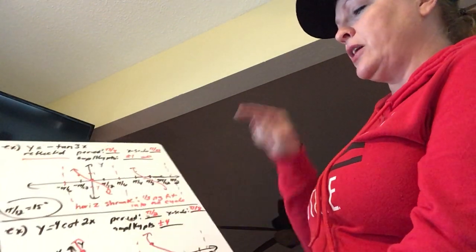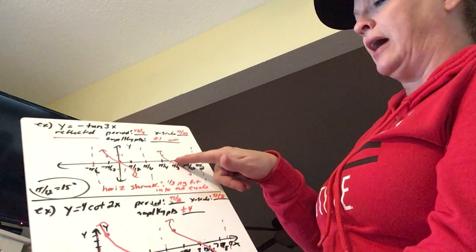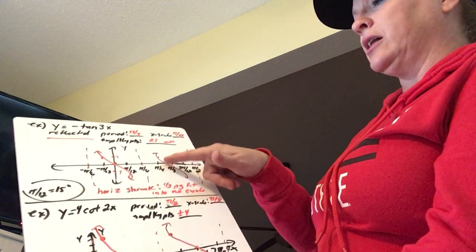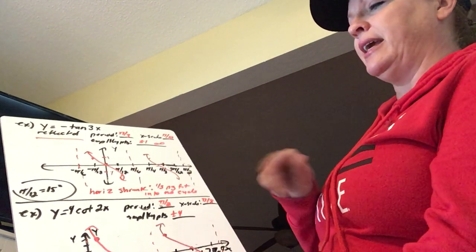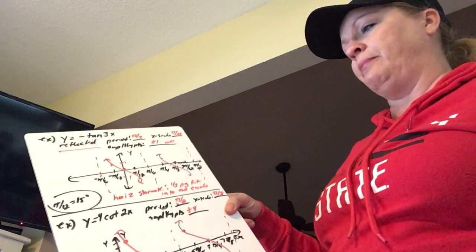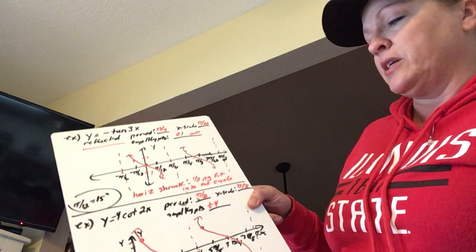So here's an asymptote, here's an asymptote. My middle angle, I'm at 0. My first angle, I'm up at 1. My second angle, I'm at -1 because it is reflected. So this is a horizontal shrink.